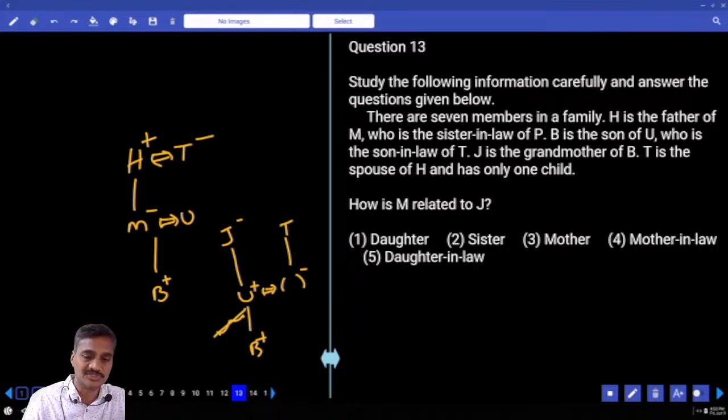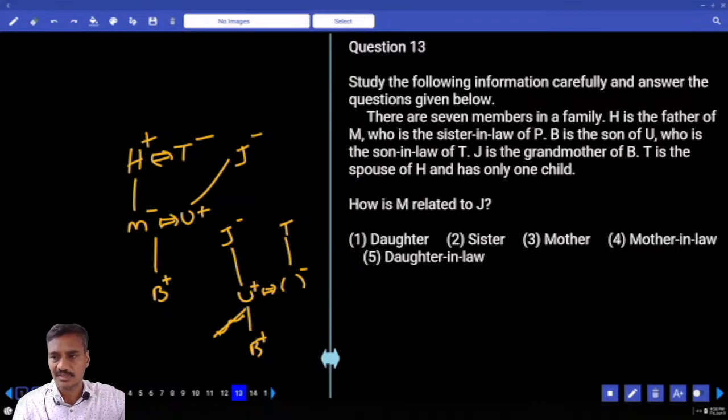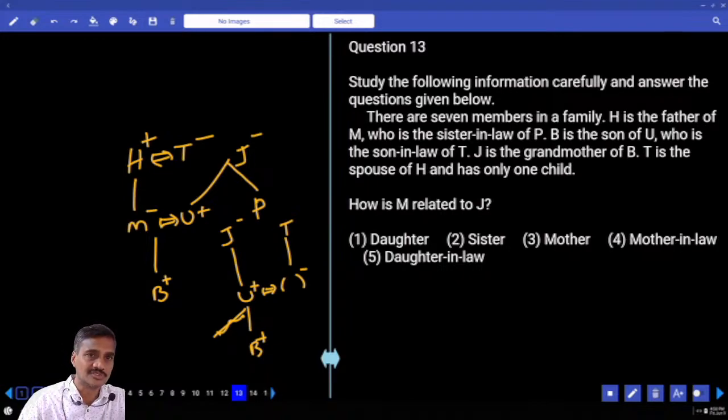Must have been the information. And what about this J? J is the grandmother, J can be here. J is the mother of U. Then, T is the spouse of H and has only one child. Now T is having only one child, that is M. And then one more information left over. And M is the sister-in-law of P. M is the sister-in-law of P, hence P must be here. Because H and T are having only one child, M is not having any sibling. Now sibling is not there, sister-in-law means not possible. M is the sister-in-law of P.